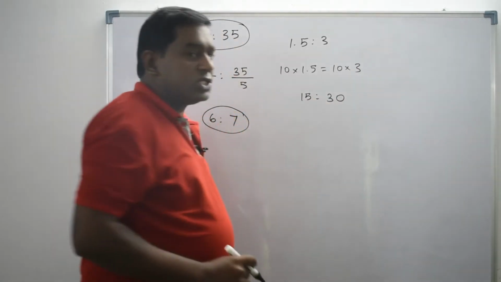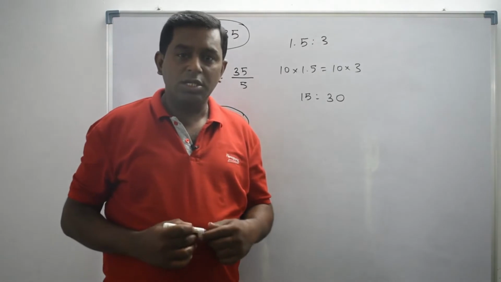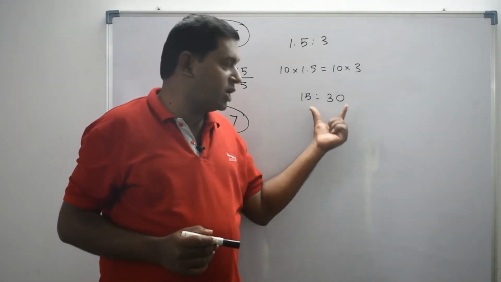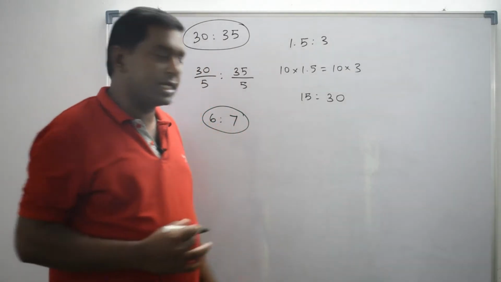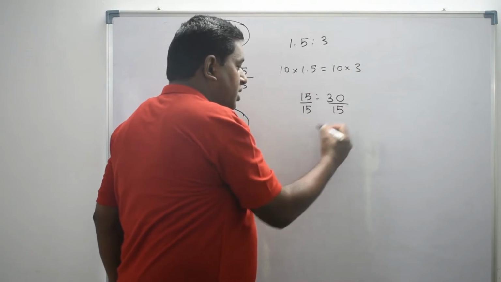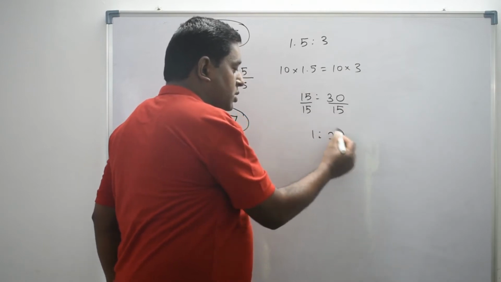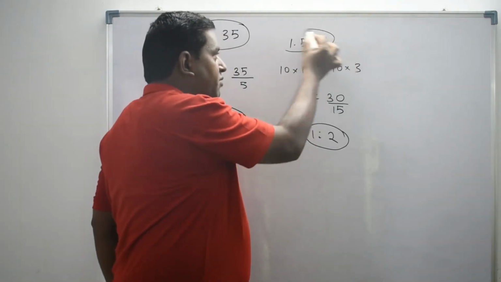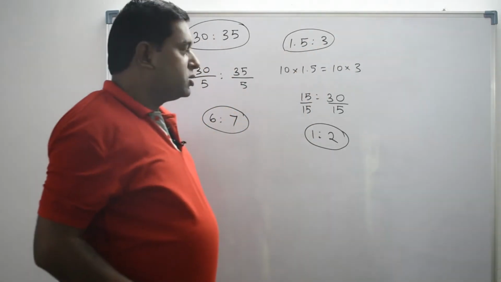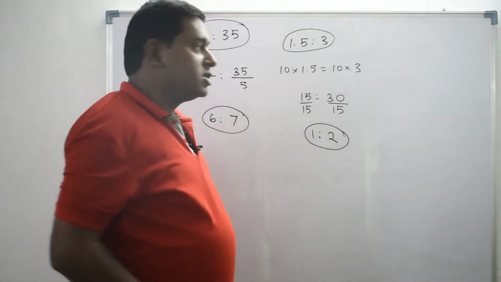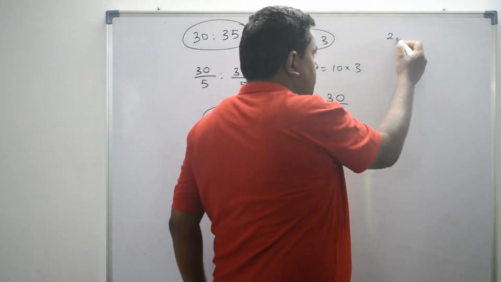Now both the terms of this ratio are integers, but it's not in its simplest form because there is a common divisor 15 for both the first term and second term. So I divide both the terms of this ratio by 15. It's going to be 1:2. So 1:2 is the simplest form of the ratio 1.5:3. And also one more thing, the terms of this ratio are integers. So let's look at another example.